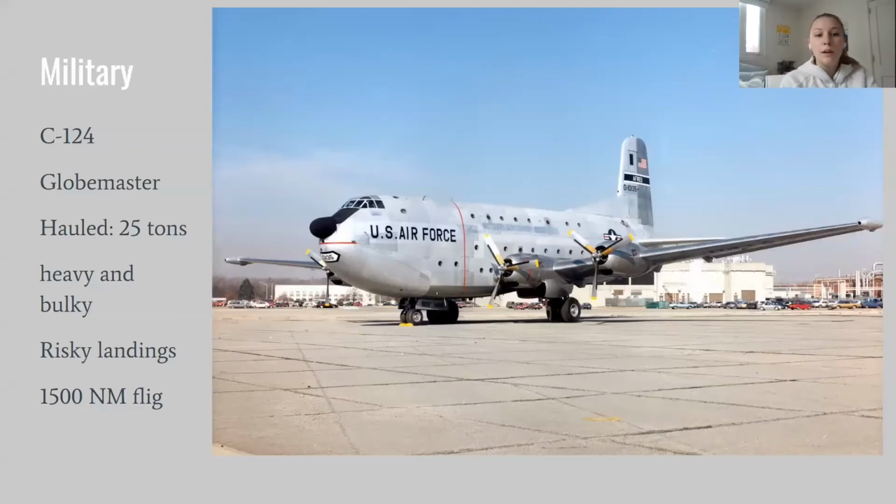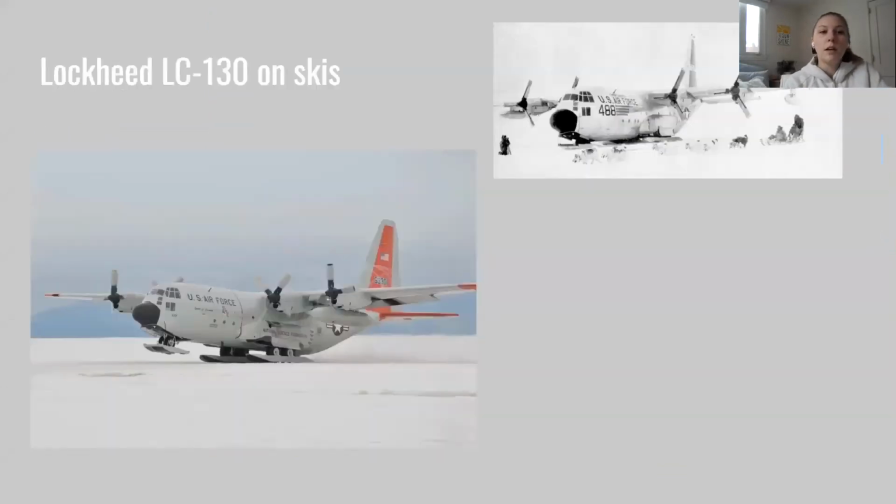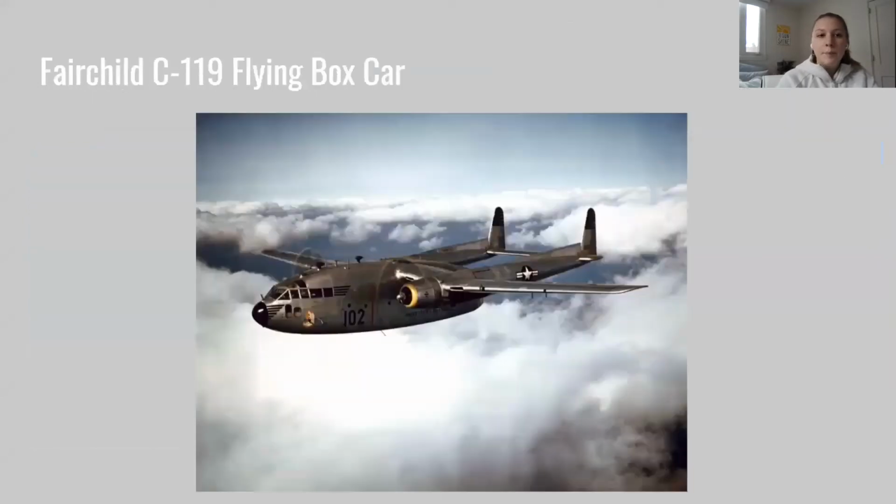They could haul 25 tons in total, and they really marked aviation history by doing risky landings and very long flights. There was also the Lockheed LC-130 on skis, which landed on an ice runway in the Arctic. And to support those two aircraft, there was a Fairchild C-119 Flying Boxcar.